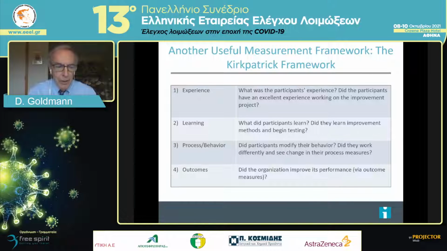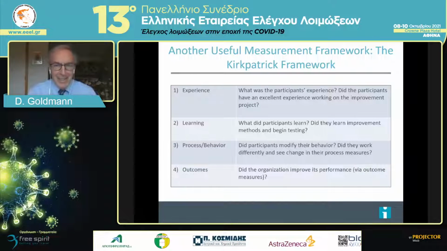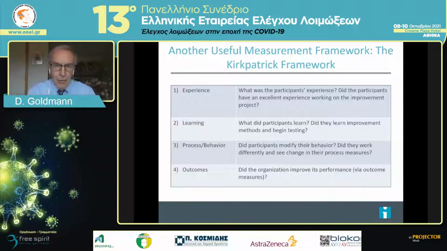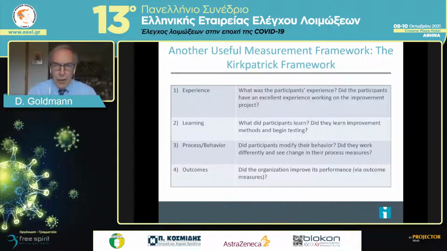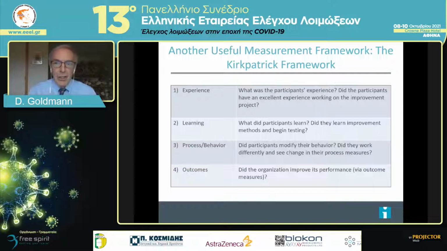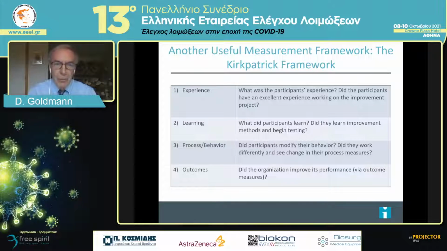The second level is learning. Did you learn anything? Very often we simply do a little post-meeting test and ask, did Theo go from knowing nothing about hand hygiene to knowing the five moments? Okay, so that's learning. Unfortunately, we don't make sure that people who have learned can actually do. We don't have them demonstrate, which would be a better check on whether they learned.